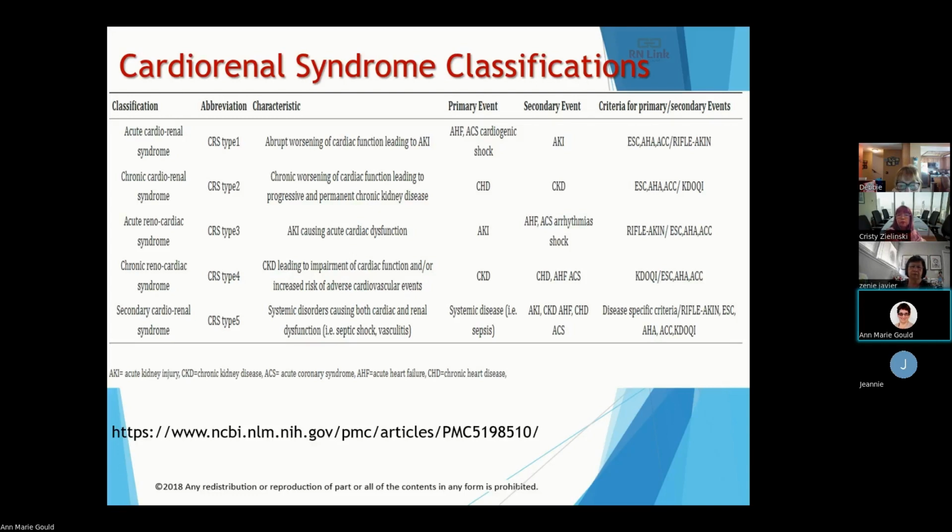And I gave you the link on the bottom of the slide. So you should be able to pull it up or copy and paste it into your web browser to look at the article itself. And NIH, sometimes I really find a lot of good stuff on the NIH website as well.